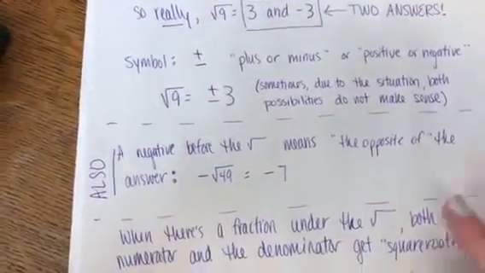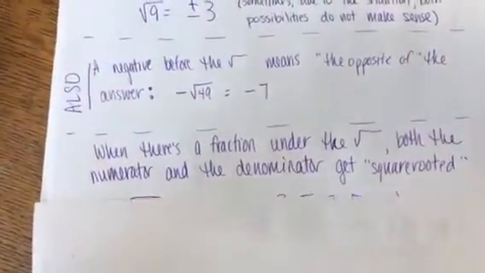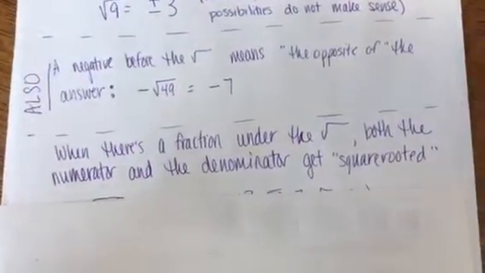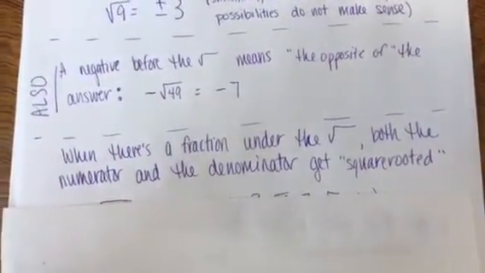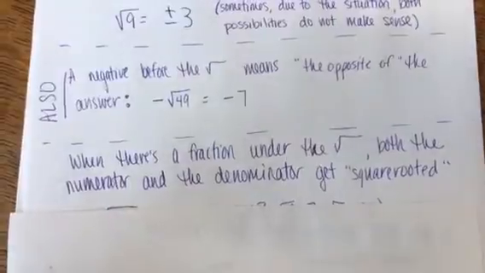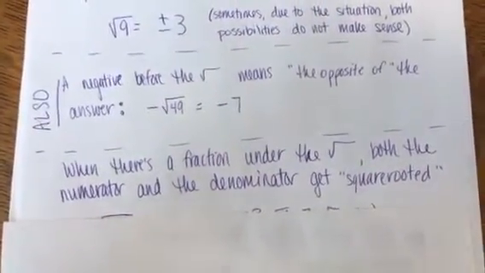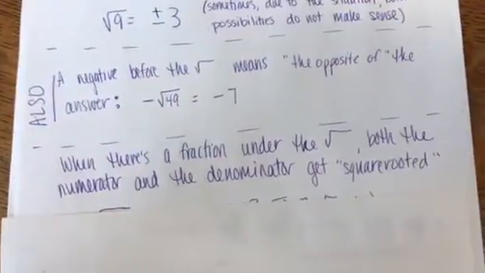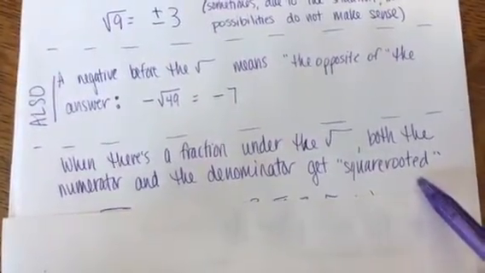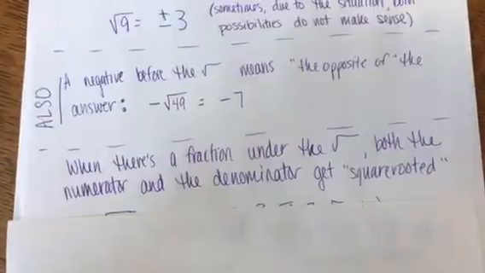Another thing to think about is what happens if there's a fraction under the square root sign. When that happens, both the numerator and the denominator have the square root applied to them, or they get square rooted. I'm not sure if that's really a math term, but it kind of describes accurately what's happening, I guess.